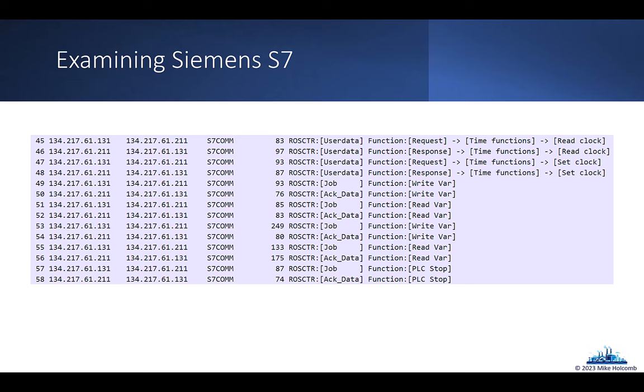So, okay, it's very similar. In this case, you can see it's not reading or writing functions. It's, okay, tell me what the time is on that PLC.